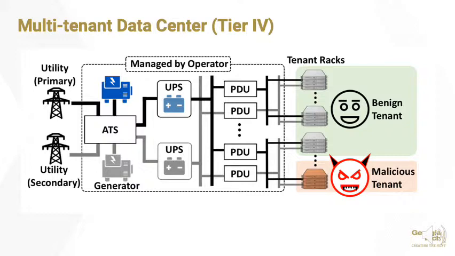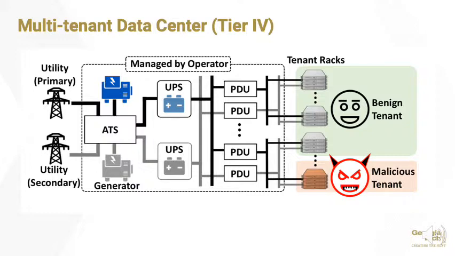This image illustrates a Tier 4 multi-tenant scenario with a malicious tenant. The malicious tenant rents space and has hardware alongside of the other benign tenants. The image also illustrates the fully redundant power system implemented in Tier 4 data centers. As you can see from the black and gray lines, there are two generators connected to the ATS for the incoming power.